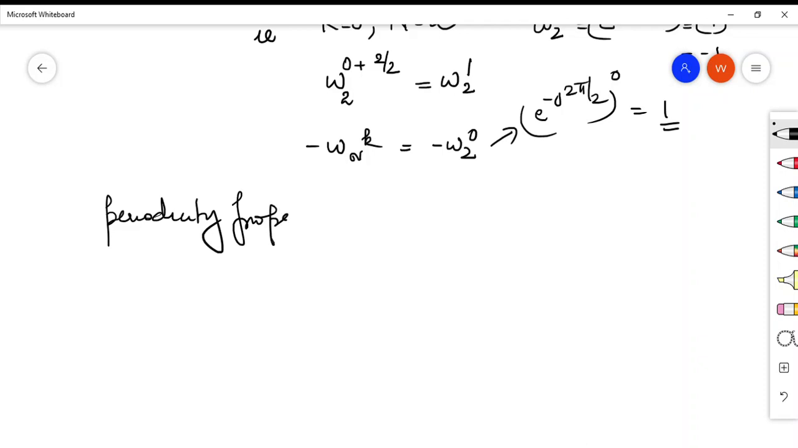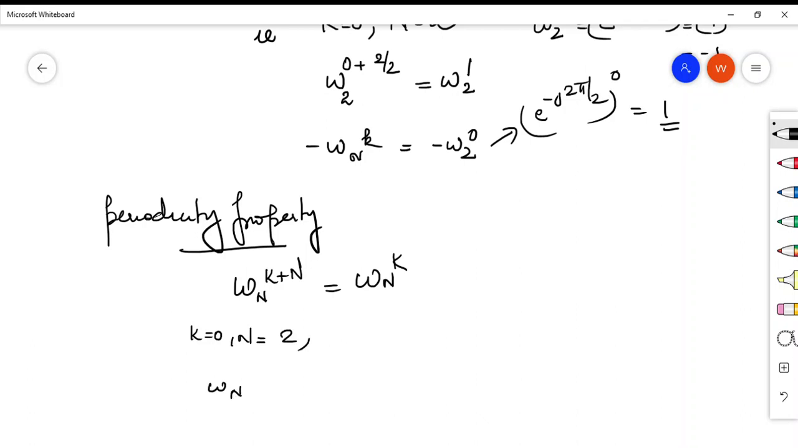Periodicity property. Now the periodicity property says W_N^(k+N) is equal to W_N^k. Again we will try and see one example. Same thing we will take: let k is equal to 0 and N is equal to 2.